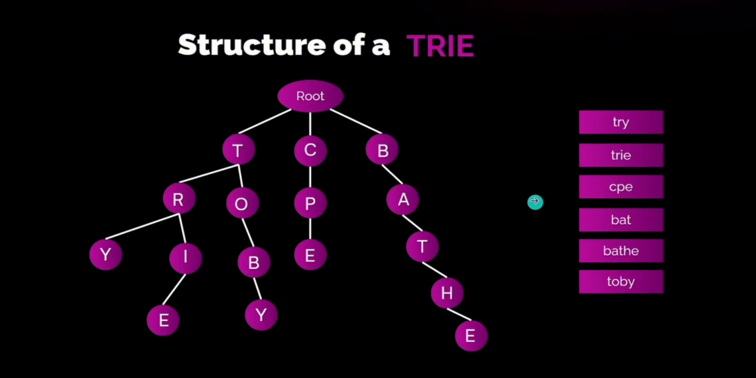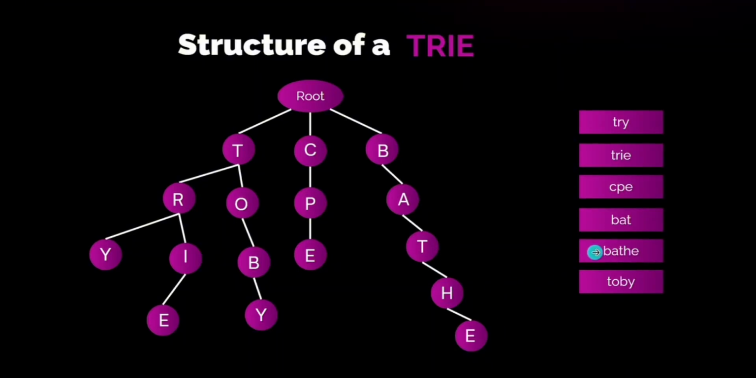Next is bat, BAT. So first letter B, straight from the root, B, and then next A, and then next is T. But it's a complete word, right? So after the T, there's going to be a Boolean indicator that bat is a complete word. But we can still continue after. We can still have another character connected to the T, which is HE.